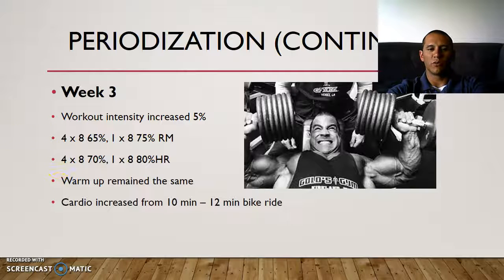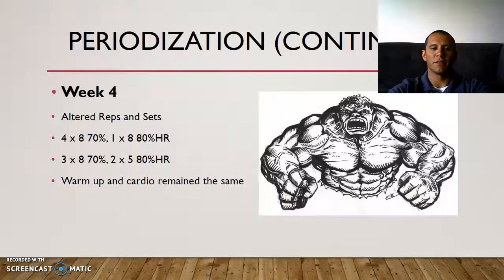You can see it shows the previous week right here: 4 sets of 8 at 65%. That increased to 4 sets of 8 at 70%, and 1 set of 8 at 80%. Warm-up remained the same. The cardio did increase slightly from 10 minutes to a 12-minute bike ride. So you see just small steps were taken forward to help Andrew, the client, progress.